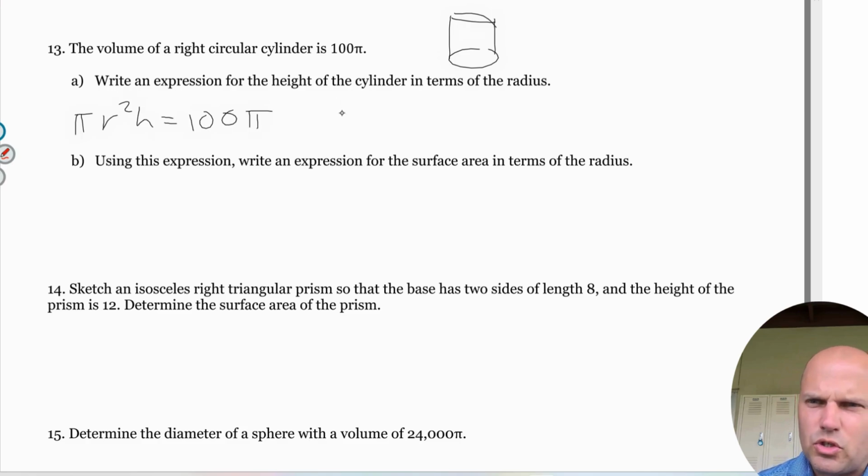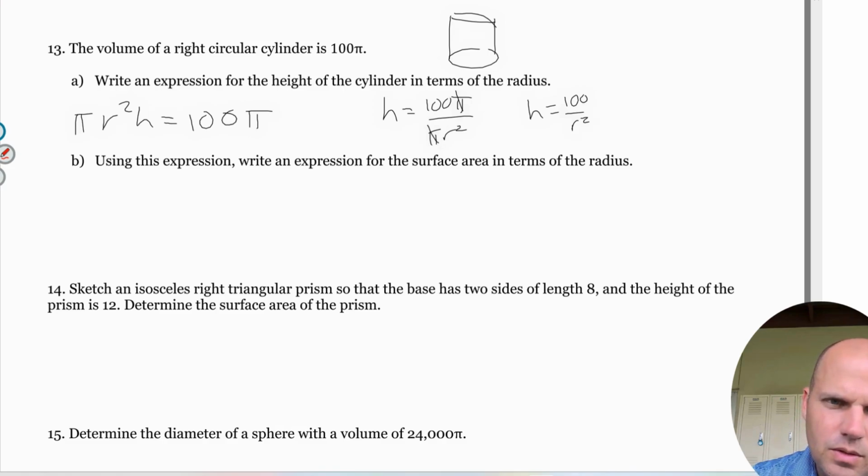Well, I want to solve for h. I'm going to divide by pi r squared, and I get h equals 100 pi divided by pi r squared. The pi's cancel, and I just get h equals 100 over r squared. What we did here is great. But your question on your test will be a little bit different.